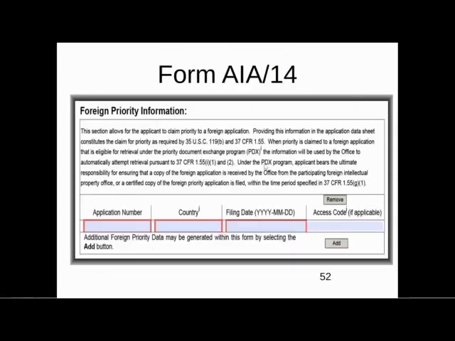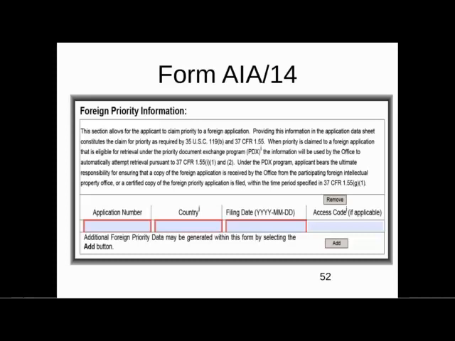Anyway, Form AIA 14, this is the application data sheet form for filing a US application. Any US application that has a chance of later being a priority document. Maybe it's a US provisional, maybe it's a US ordinary utility patent case, maybe it's a US design case. In general, if there's a chance that it might later serve as a priority document, you always want to use Form AIA 14 so that it will be released to the DAS system.